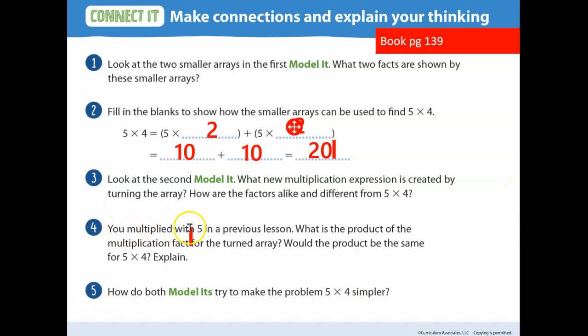Number 4 says when you multiplied with 5 in a previous lesson, what is the product of the multiplication fact for the turned array? Well, would the product be the same for 5 times 4? Yes. 5 times 4 and 4 times 5 is the same product.